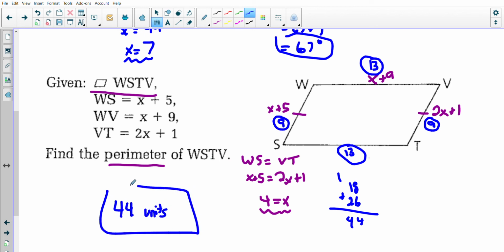So again, you can go back and check your work and make sure that everything is good there. I think my value of x makes sense, and you should be able to get the right answers, guys.